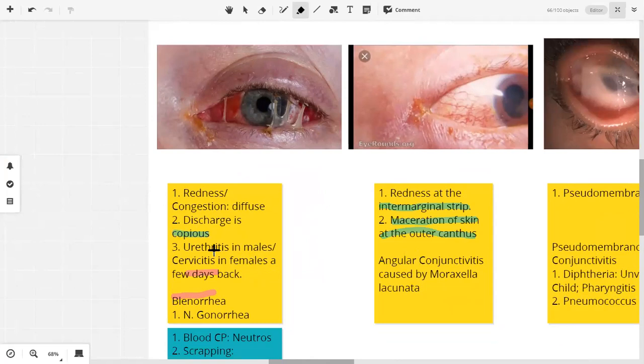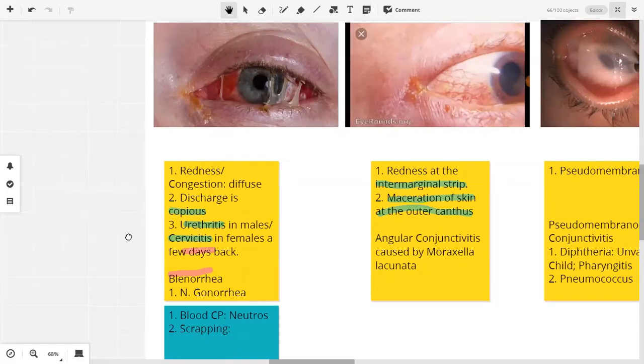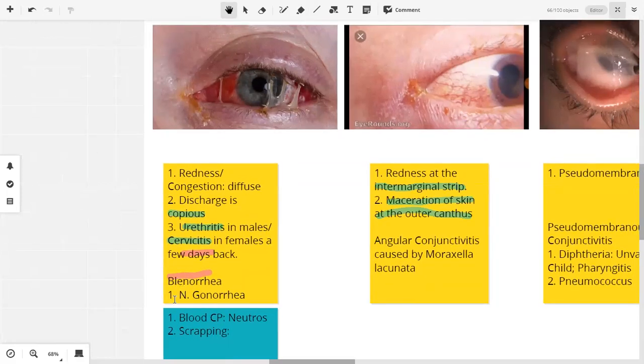And this is the second most important, the most important diagnostic point: there will be a coincident urethritis or cervicitis, meaning that there will be an STI or an STD. Or if it's not diagnosed, then there will be a context clue given that the patient is sexually active. What will your diagnosis be? It will be acute blenorrhea caused by Neisseria gonorrhoeae.